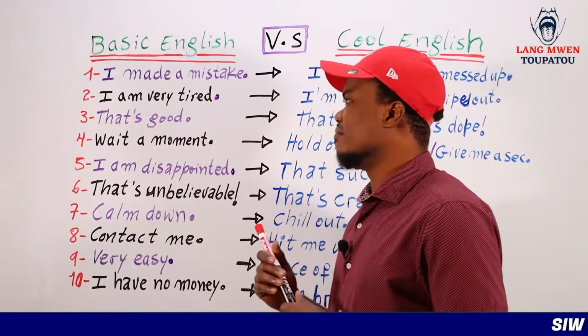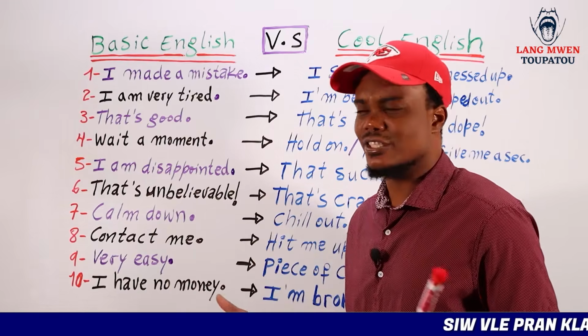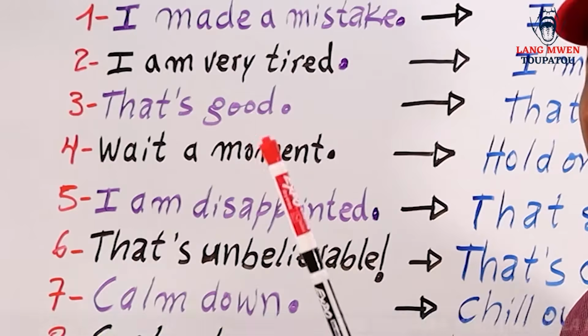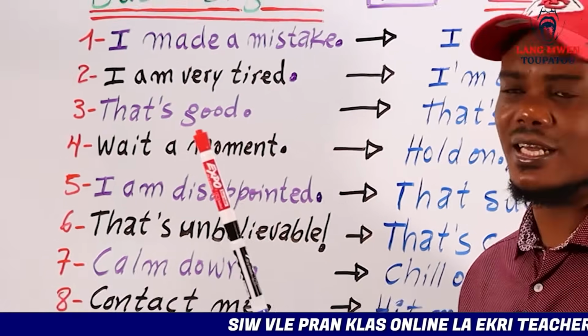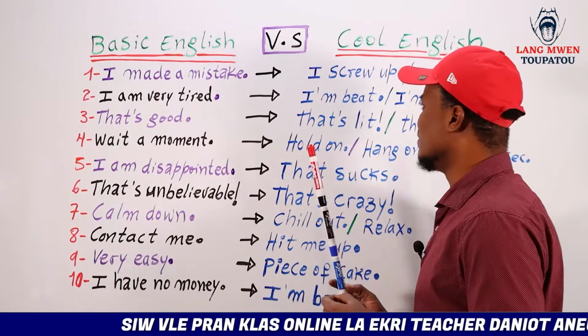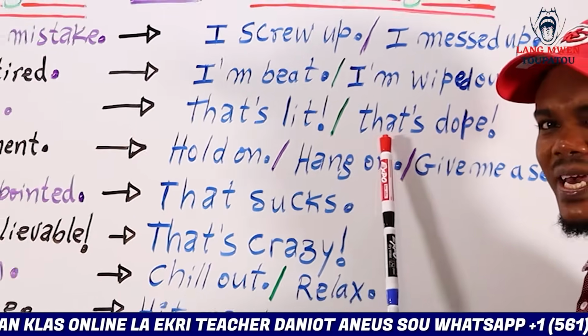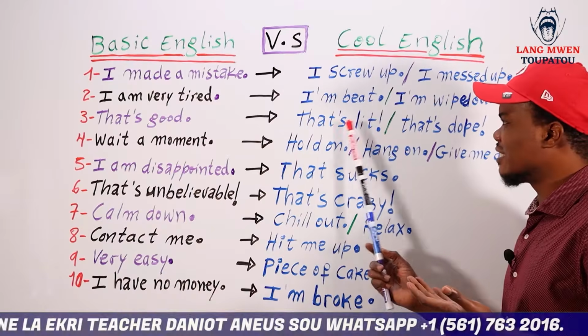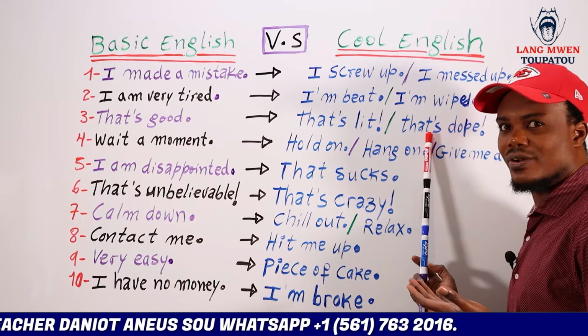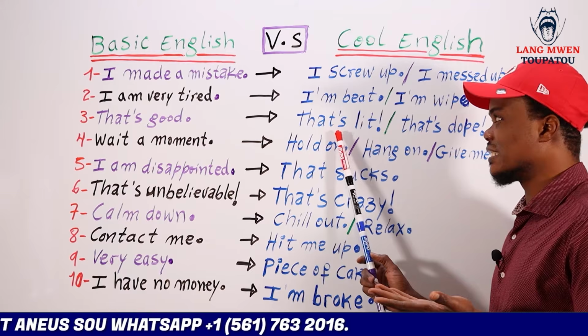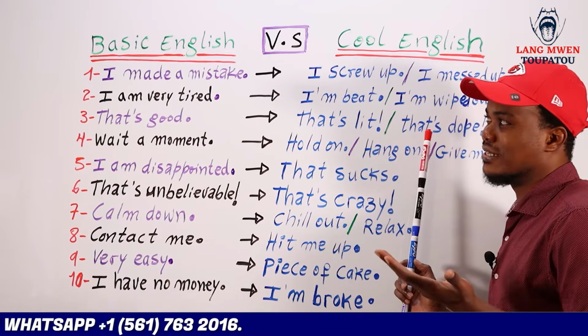Par exemple, si on dit c'est bien, basic English, you say, that's good. That's good. C'est bien. Mais si vous voulez augmenter niveau, on dit, that's lit. Or, that's dope, man. That's lit or that's dope. Tout de ça, vous voulez dire même bagaille. The same thing.